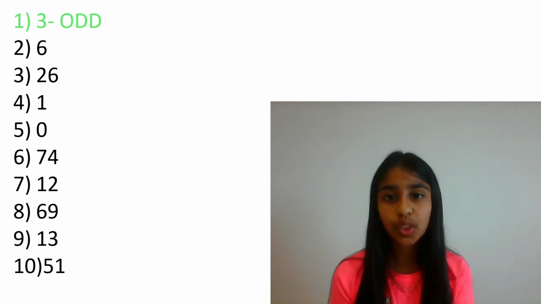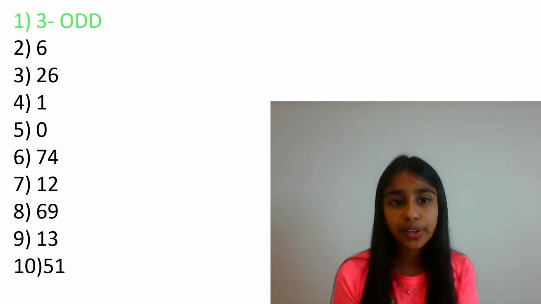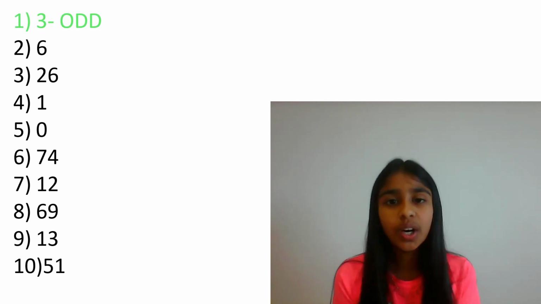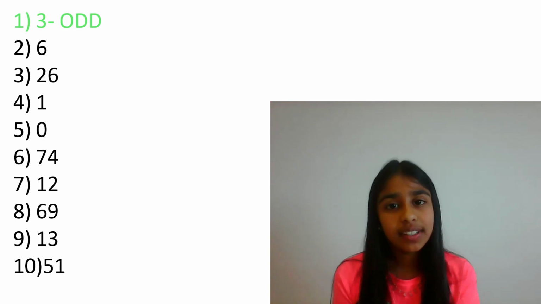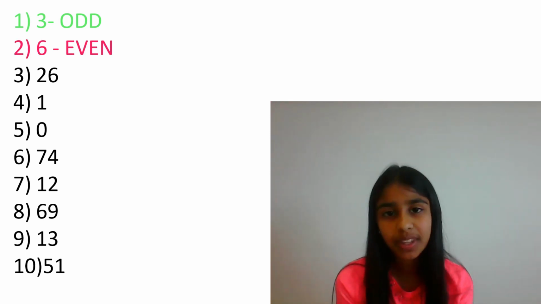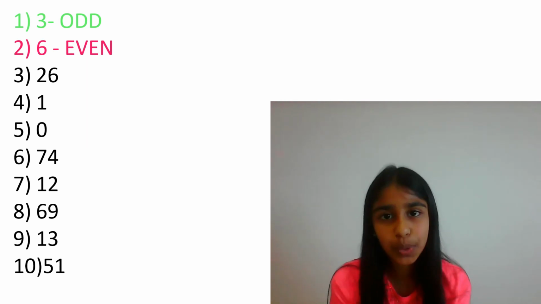Number 1, 3 is an odd number because you know that odd numbers always end with 1, 3, 5, 7, or 9. Number 2, 6. 6 is an even number because you know that all even numbers end with 2, 4, 6, 8, or 0.